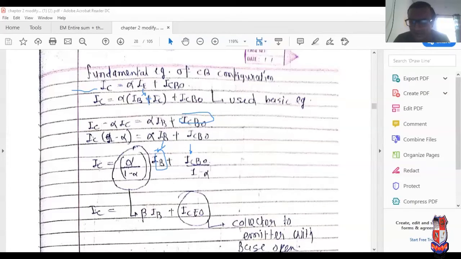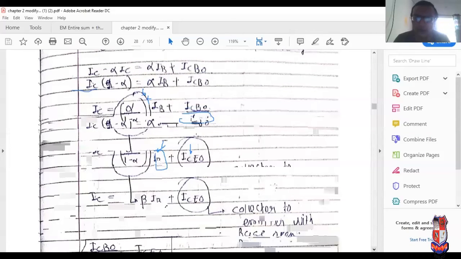But here the scenario is changed. It is known as common emitter configuration. So ICBO upon 1 minus alpha is known as ICEO. So alpha upon 1 minus alpha is also known as beta. So alpha upon 1 minus alpha is equal to beta. So IC equal to beta times IB plus ICEO.